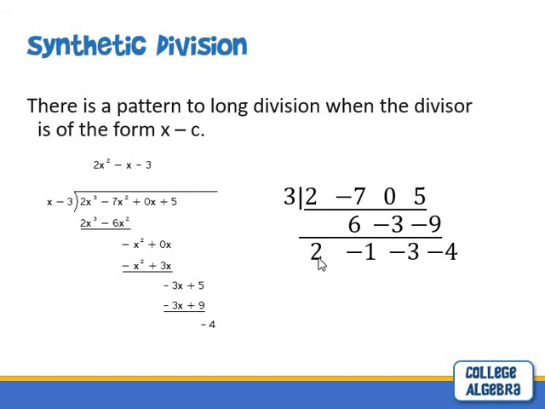So you drop the 2 to get started, and then 2 times 3 is 6. Add the columns. Negative 1 times 3 is negative 3. Add the columns. Negative 3 times 3 is negative 9. Add the columns, and I get negative 4. The last number turns out to be your remainder. And the 2, negative 1, 3 is exactly the coefficients of your quotient.